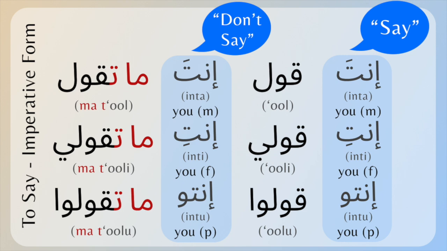Now for the negation, we're going to add the negator word ma, and we're also going to add the prefix letter ta to the conjugated form. So if you want to say don't say, the singular masculine form is ma tul. The singular feminine form of don't say is ma tuli. And the plural form of don't say is ma tulu.